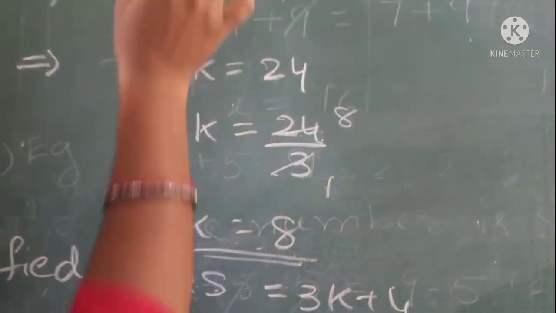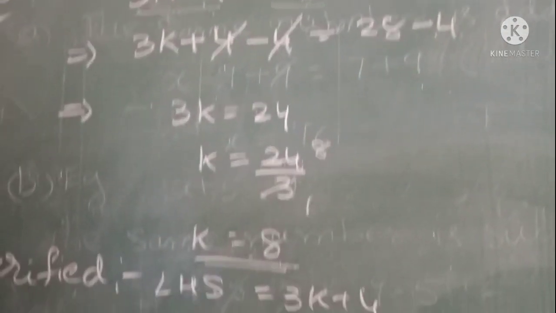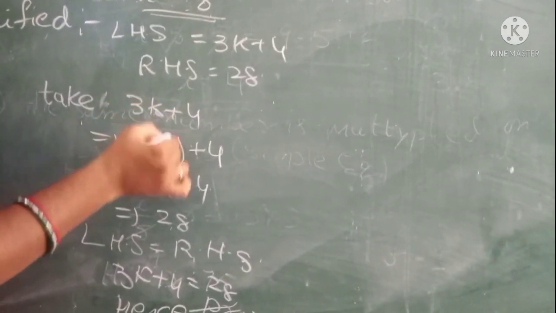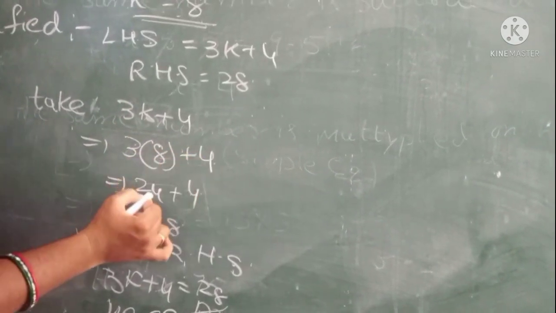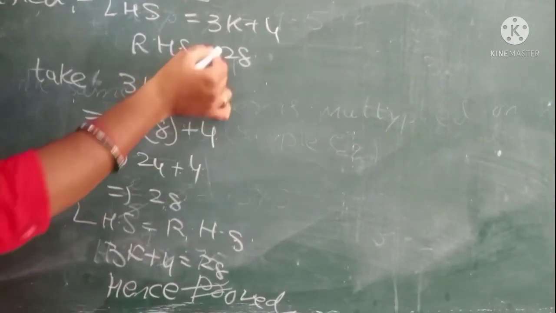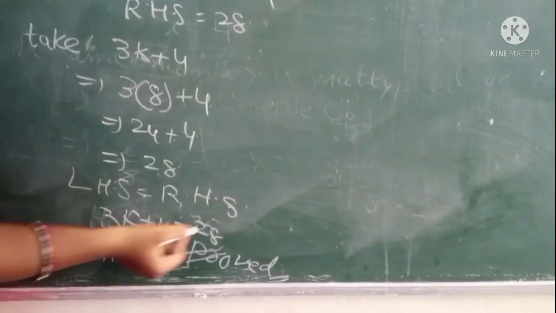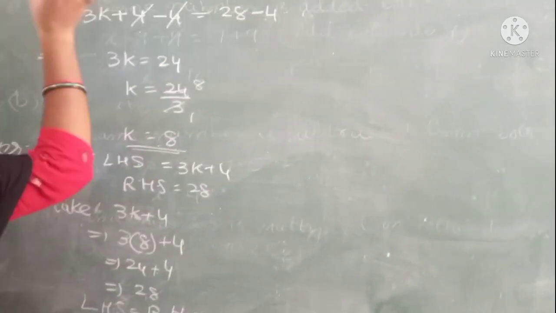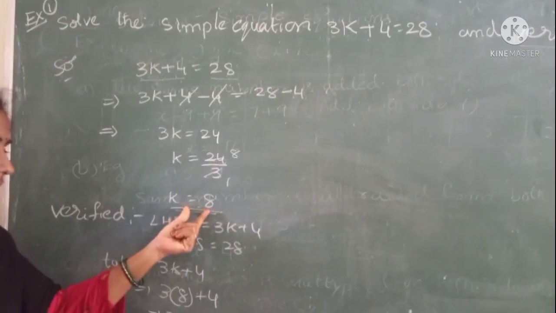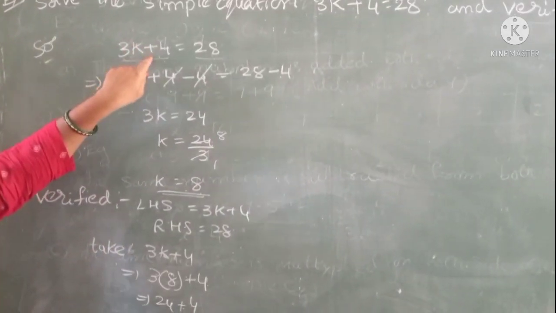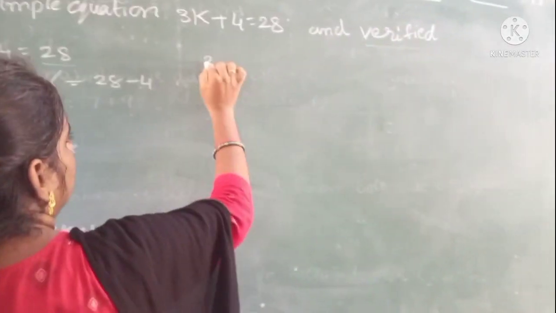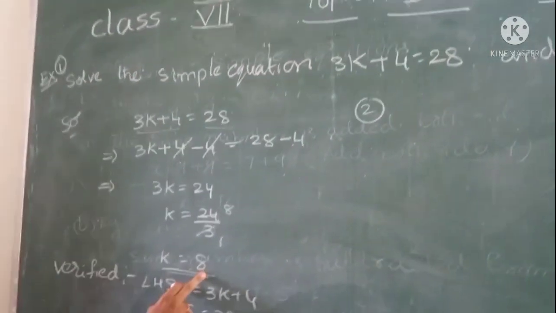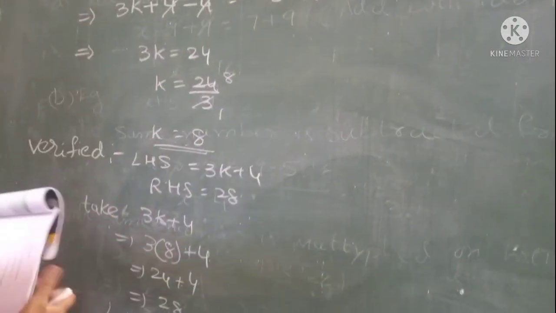So the LHS part is 3k plus 4, the RHS part is 28. Take the LHS part 3k plus 4 and substitute the k value. So 3 into 8 plus 4, 24 plus 4 is 28, which is the given RHS. So LHS is equal to RHS, hence proved. So k is equal to 8 is the solution of the given simple equation. Children, we have understood that k is equal to 8 is the solution. Another problem I will discuss.